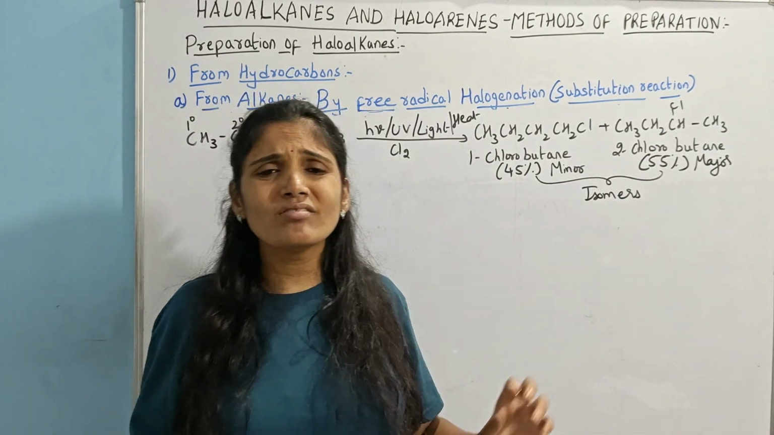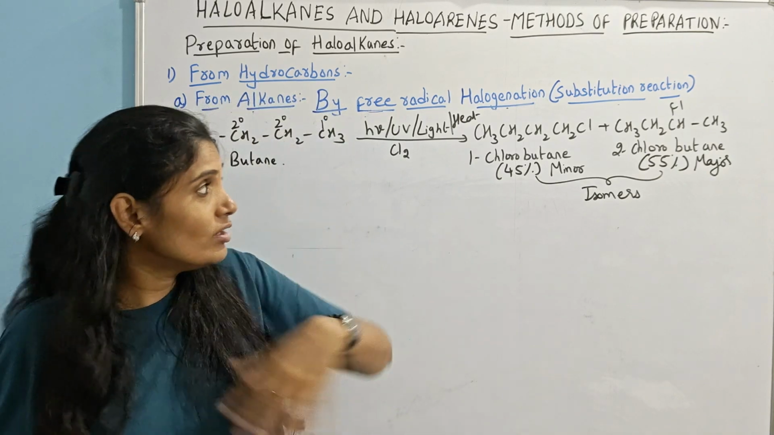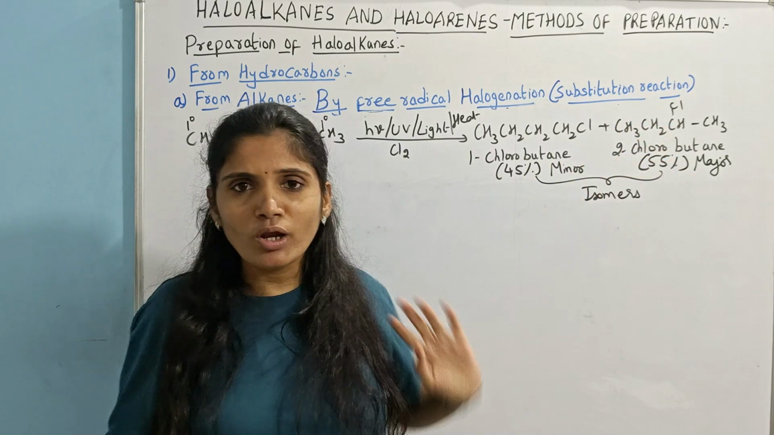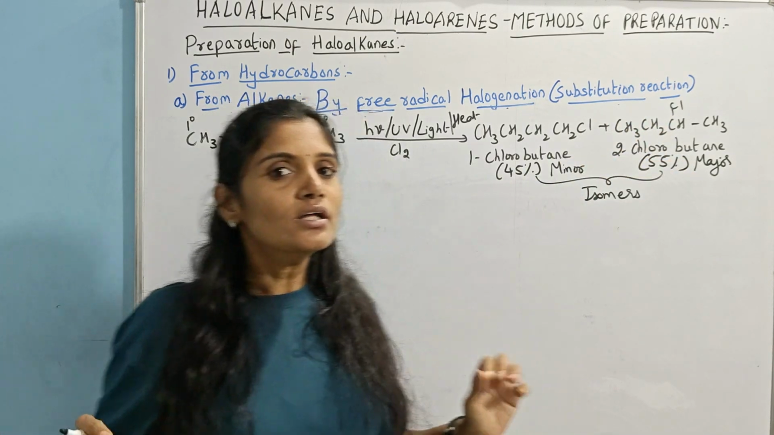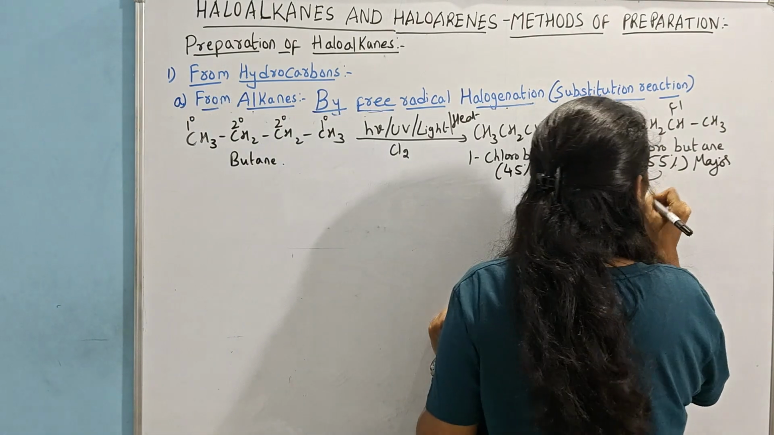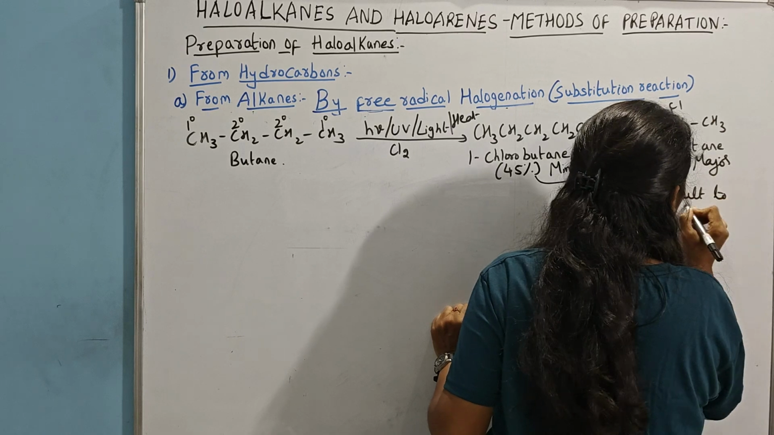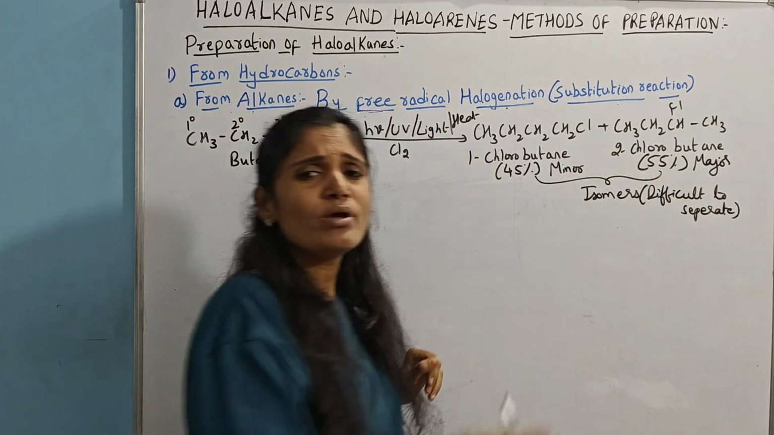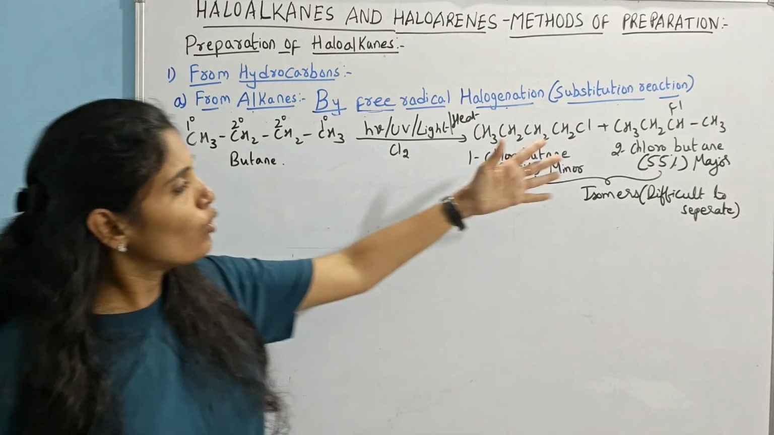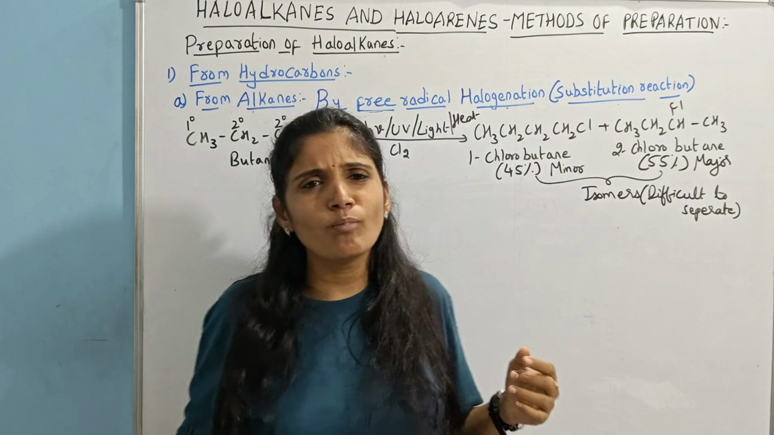Their physical and chemical properties are almost the same. There might be a very slight difference in boiling point, but it is very difficult to separate them because they have almost the same properties. That is why it is very difficult to separate these isomers, which is one of the major drawbacks of this process, because they are isomers with almost the same physical and chemical properties and only a little difference in boiling point.